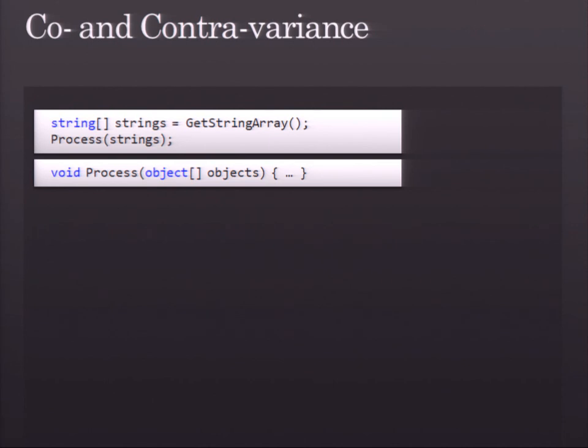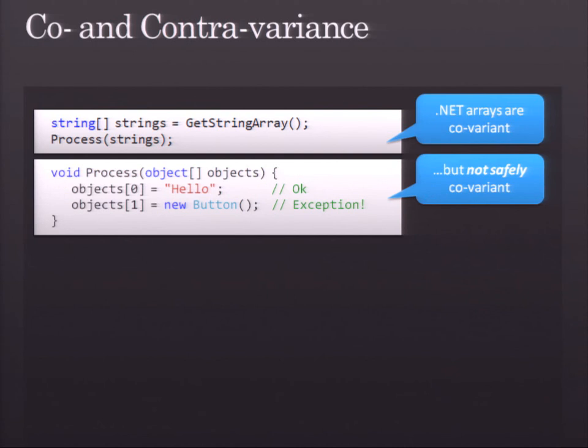Say I have myself an array of strings, and I have a method that can process a string array, and I have a method that can process object arrays. And because arrays in .NET are covariant, I am permitted to pass my string array to the method that takes an object array. But interestingly, arrays are not safely covariant in .NET.